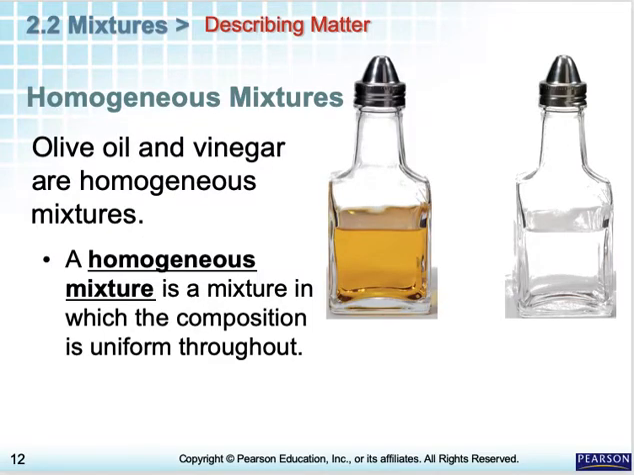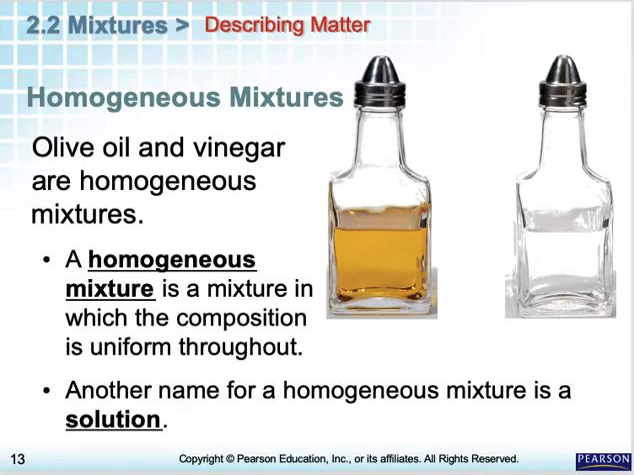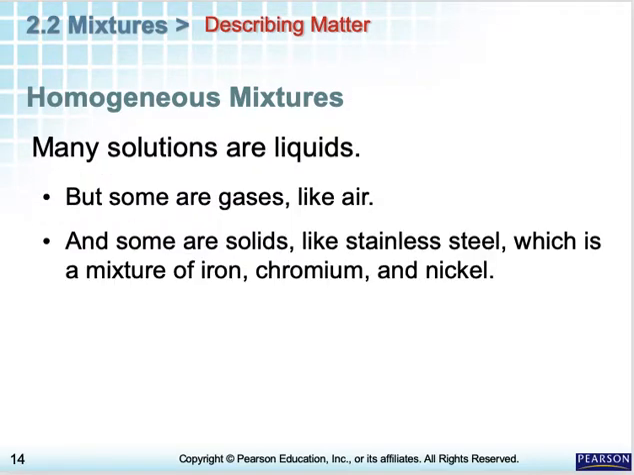A homogeneous mixture is a mixture in which the composition is uniform throughout. So both olive oil and vinegar are homogeneous mixtures, and each of them would be called a solution. But if I mix them together, they would not be homogeneous anymore, would they? Many solutions are liquid, but they can be gases and they can be solids.